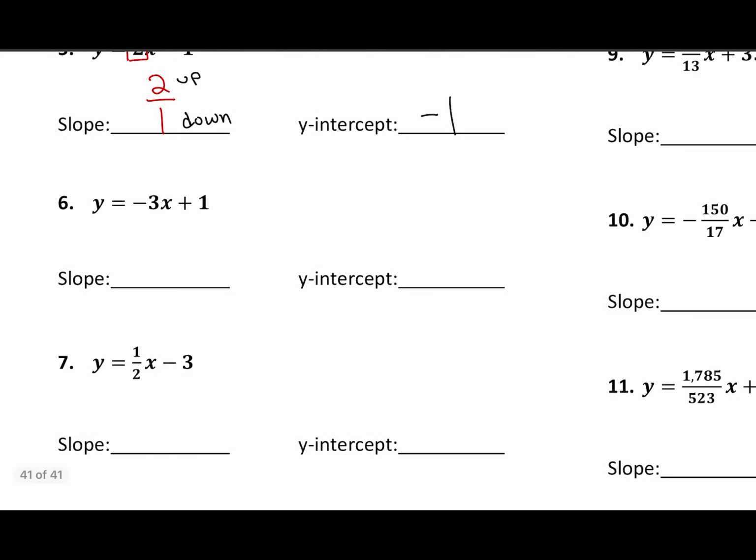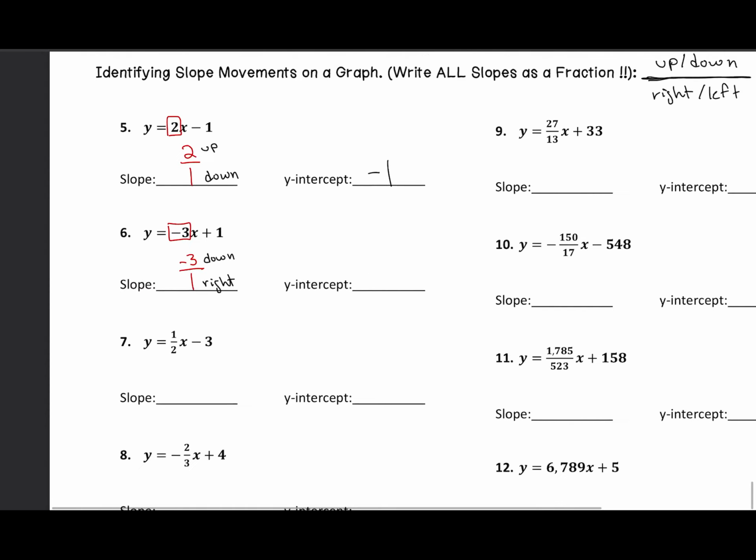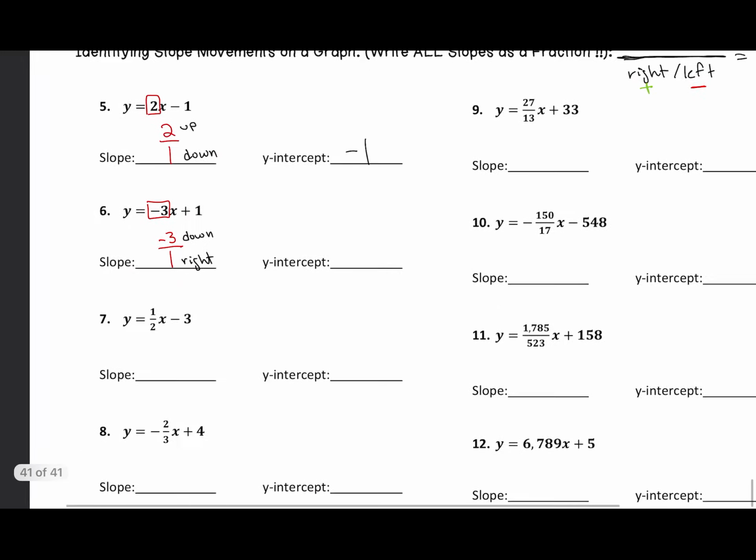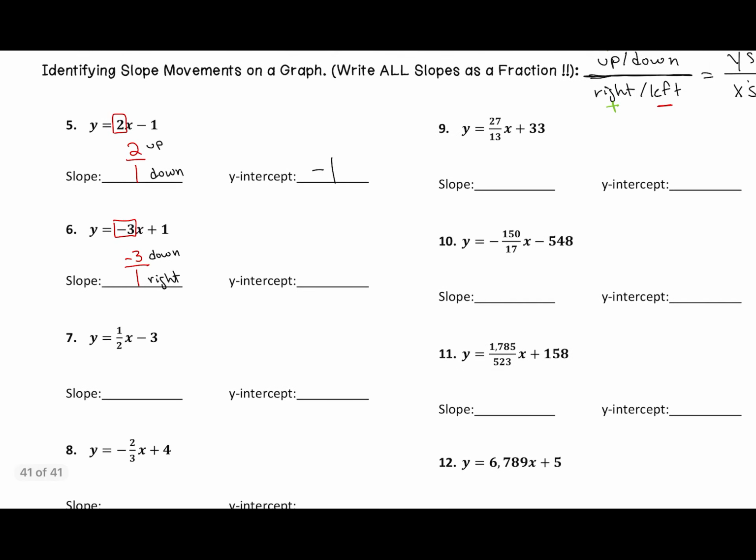My slope in number 6 is negative 3. I write it as a fraction, negative 3 over 1. The movement, if it's negative, is going to go down. We have a positive 1 on the bottom, so we go right. Okay, again, it's either up, down for the top, right, left for the bottom. Okay? So the y-intercept for this one is 1.